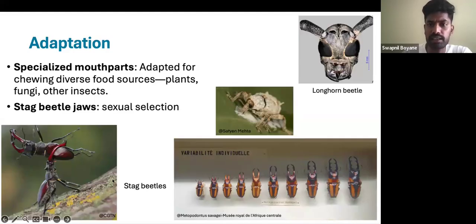So why do they need these antlers when they do not feed with them? The main reason is sexual selection. As you can see, the smallest is going to be the female. Females do not have these antlers, whereas males do. They use these antlers for sexual selection and also for male combat. The figure on the left-hand side shows fighting between two male stag beetles. So they are mainly used for sexual selection and also for fighting.